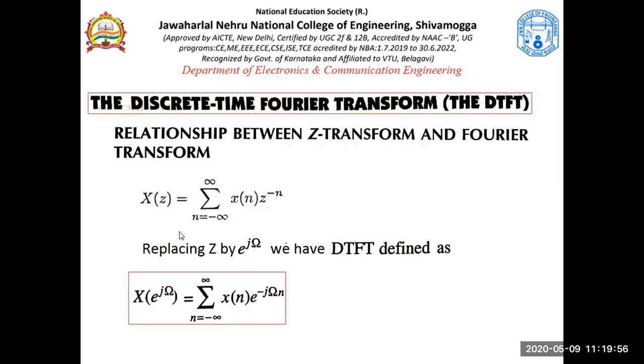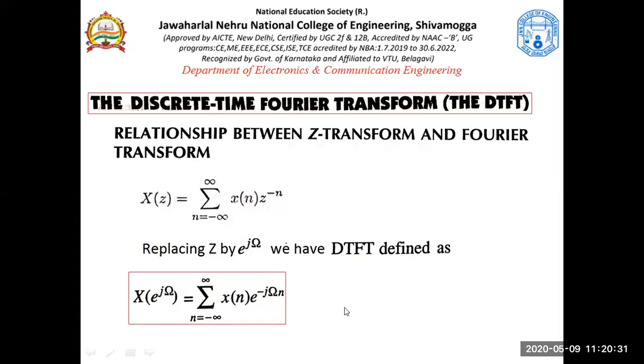What we have done is, in place of Z, we have brought e power j omega. Understand that? See, in this place, where n is, there is Z right here. So Z is replaced by e power j omega, so it's e power j omega to the power minus n. This minus n is always there. But Z is what? Z is e power j omega. I hope you have understood this.